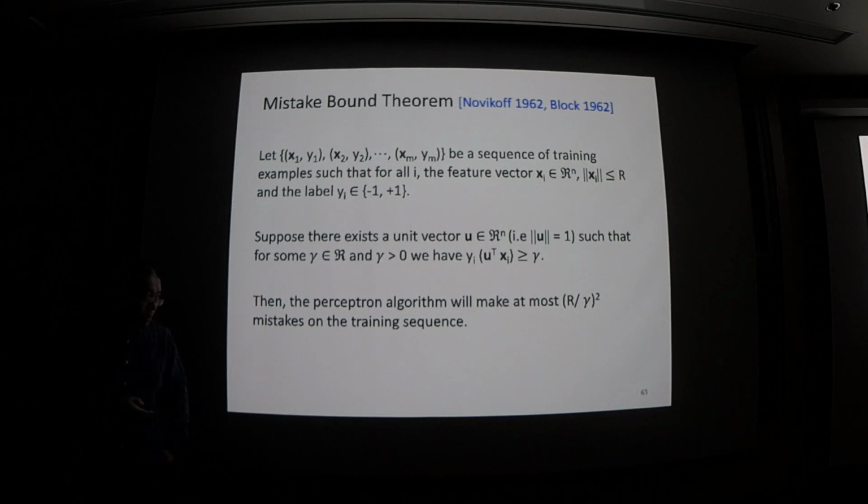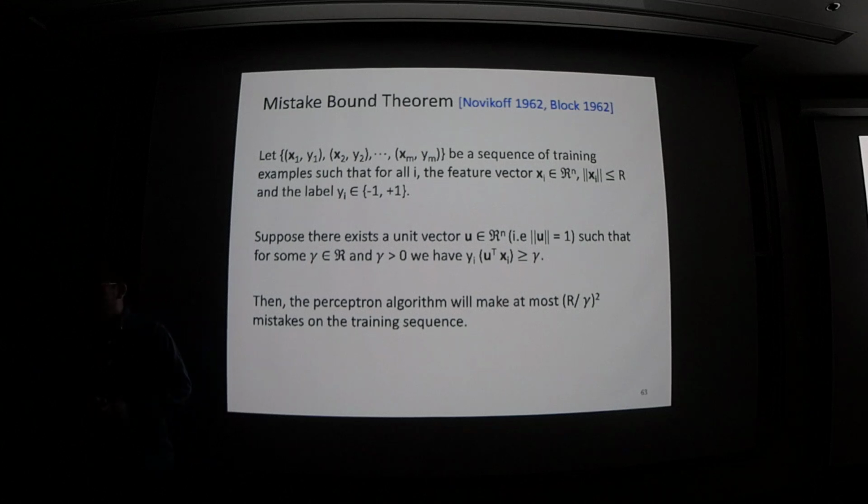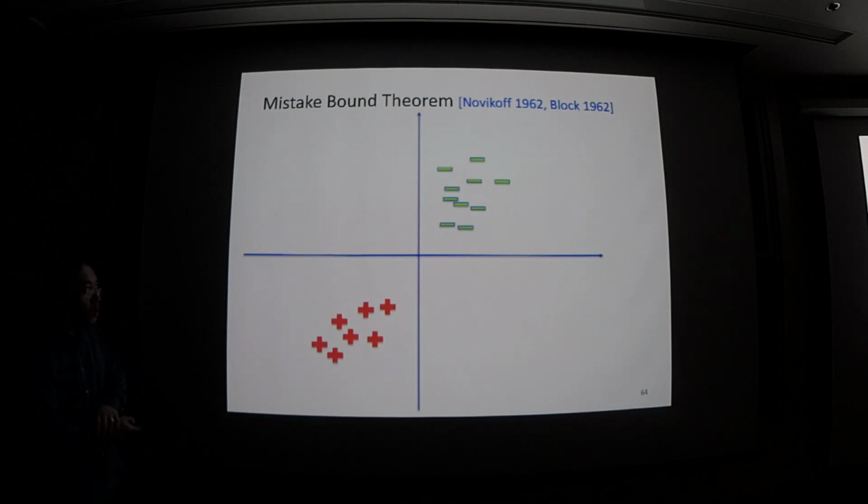But it does not mean it will make exactly this number of mistakes. Actually, this is a quite loose upper bound. It's just indicative to show how difficult it is to train a linear classifier, to train a perceptron to separate a data set.